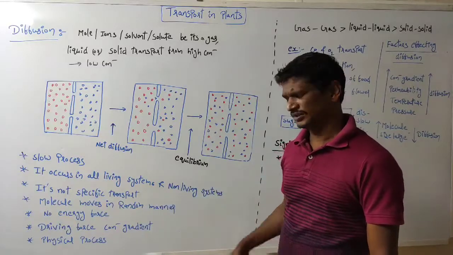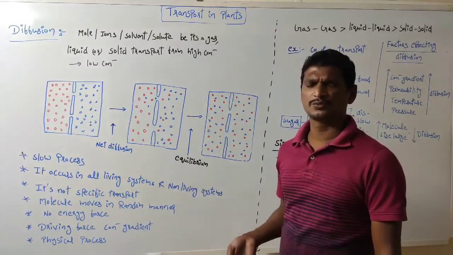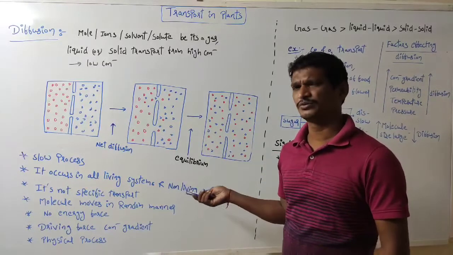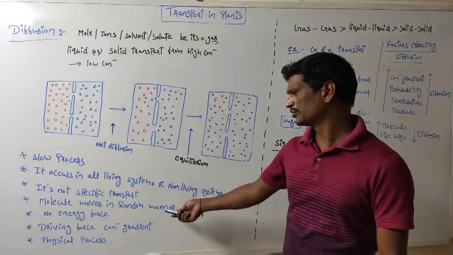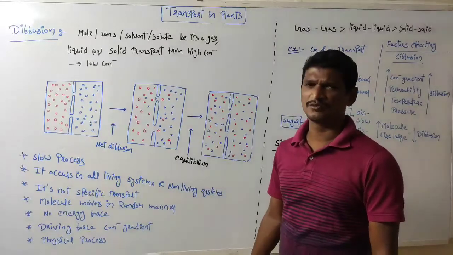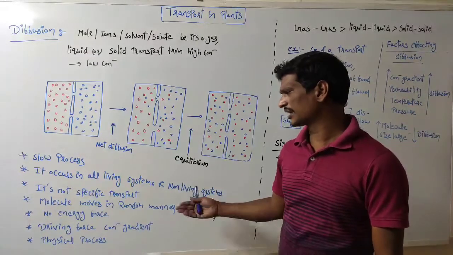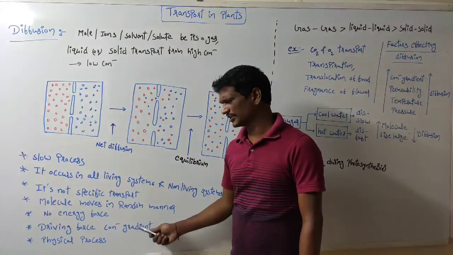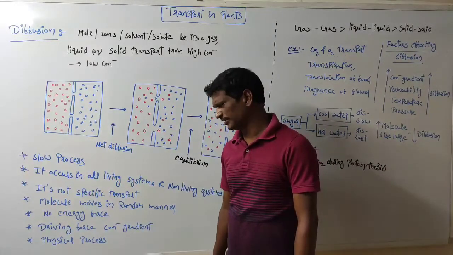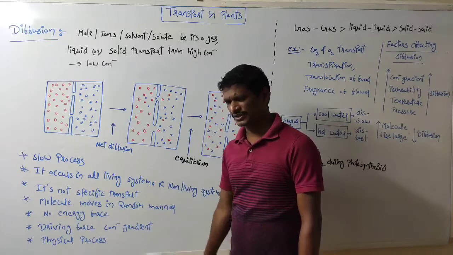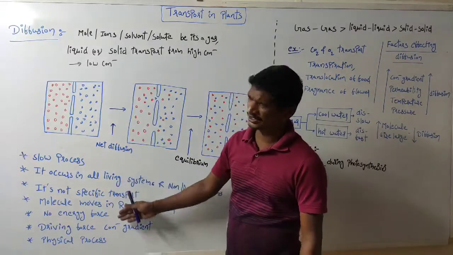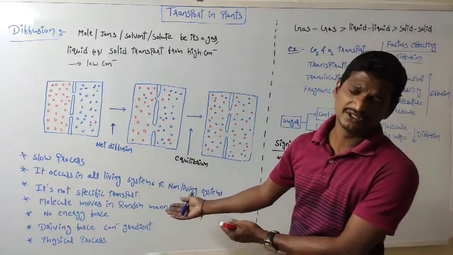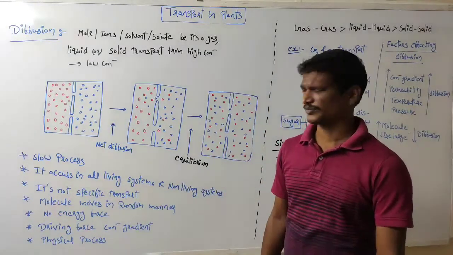This is not a specific transportation because there is no involvement of specific proteins, and molecules move in a random manner. The molecules move in a particular random manner, right? Here there is no energy force, there is no protein involvement, and there is no energy utilization, right?